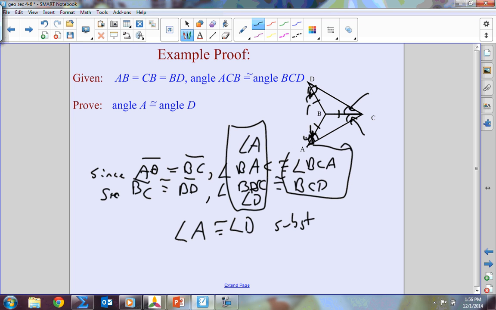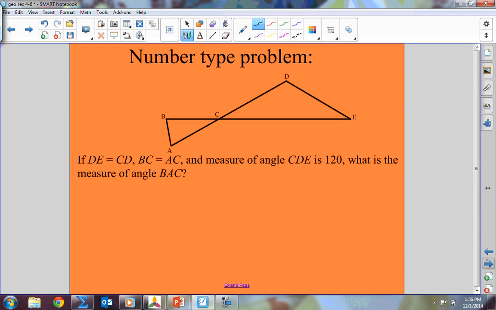Alright, let's do the next one. A number type problem. This should be fun. It says that DE is the same as CD, and BC is the same as AC, and the measure of angle CDE is 120. What is the measure of BAC? That's this guy.